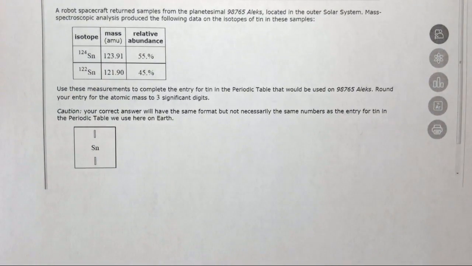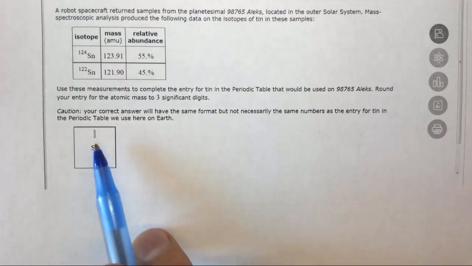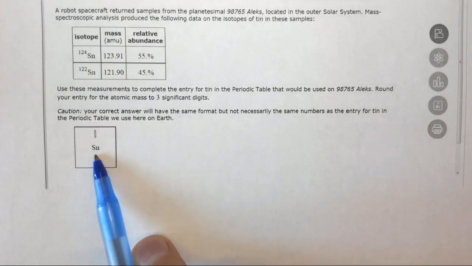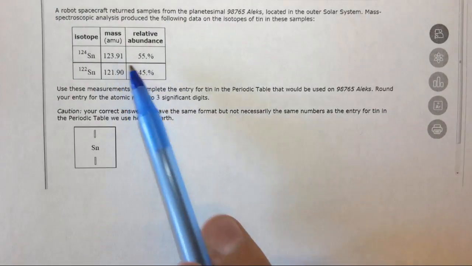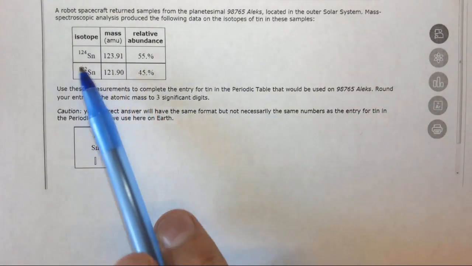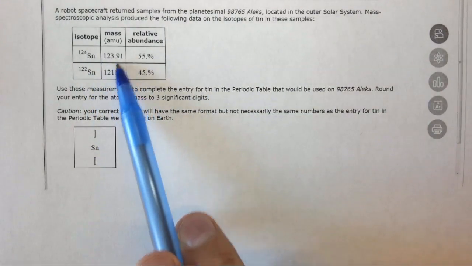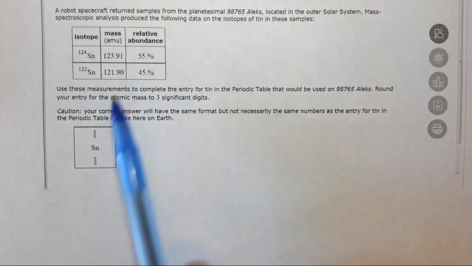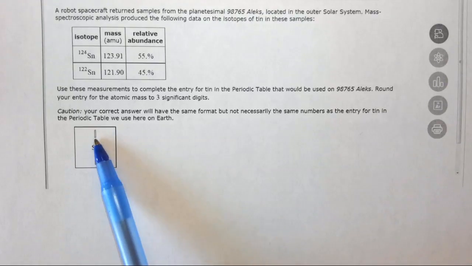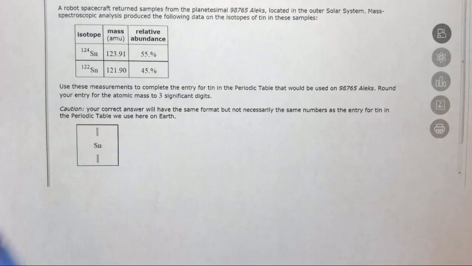In this question, we're asked to fill out a periodic table entry for tin. And we're given some mass spec data for two isotopes of tin, including their masses and their relative abundances. So the first thing we need to do is find the atomic number of tin, because that's the number that goes on the top.